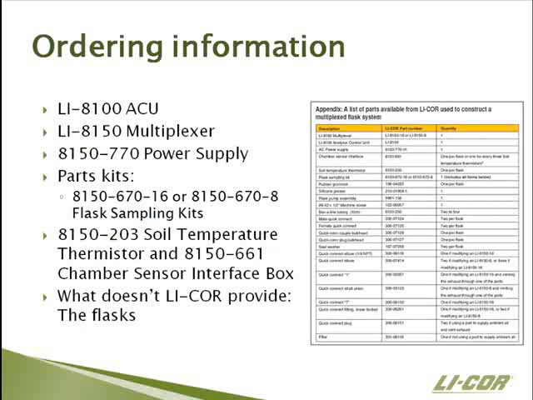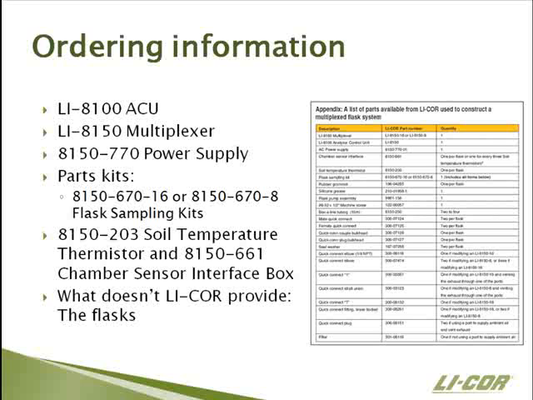In terms of what you actually need to make the measurements with the system, well, you need an LI-8100 that has the infrared gas analyzer, the computer that controls everything, and the data storage. You need an LI-8150 multiplexer. That's what allows you to connect more than one chamber to the 8100. And we offer these in both 8 and 16 port options. In the application note, we recommend for powering the system the 8150-770. This is an AC power supply, and it provides 4.5 amps of power.